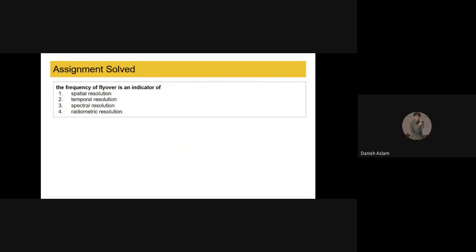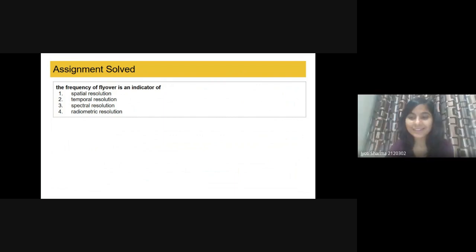This is temporal. Temporal means time. For example, you may get data daily for one object, or it may be possible that you get data monthly for that object. So it's about the time when you get the data. If you have more data, then you will get a reliable result as well. So flyover will give you the temporal resolution. The frequency of flyover.